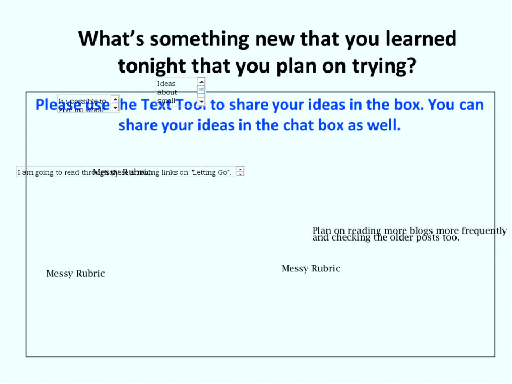Oh, yeah. Awesome. It seems like the messy rubric was a big success. It is a really good one.